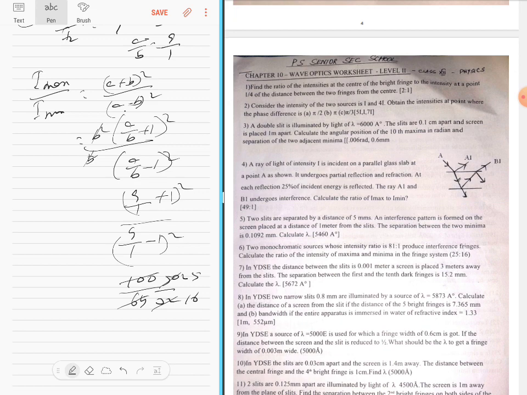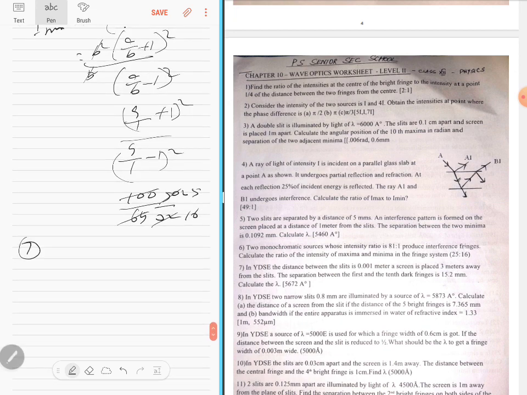Okay, so let's go to the 7th question. You see, repeatedly I've been using this for the maximum intensity. You have to learn it.